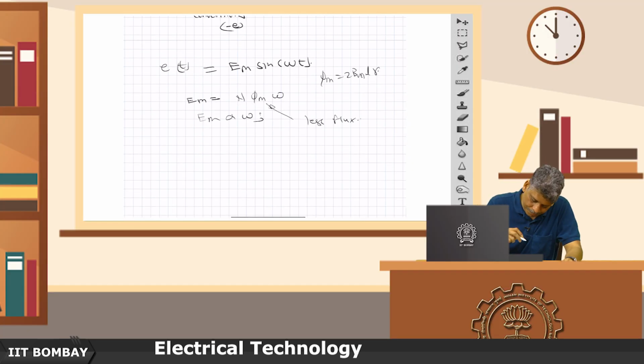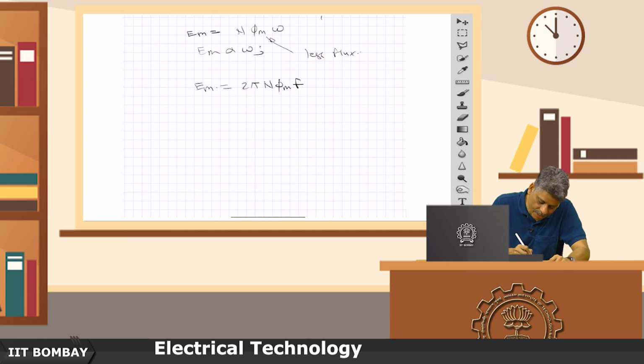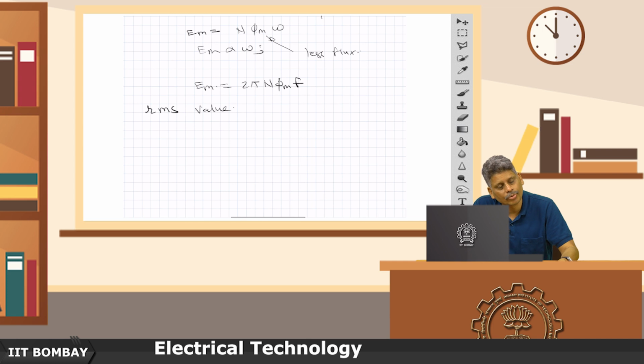Now, I do not want to digress again into something else. So, let me come back to this. Em is equal to n phi m omega, which I can again write as 2 pi f n phi m equal to Em, and usually we need to worry about the root mean square value.